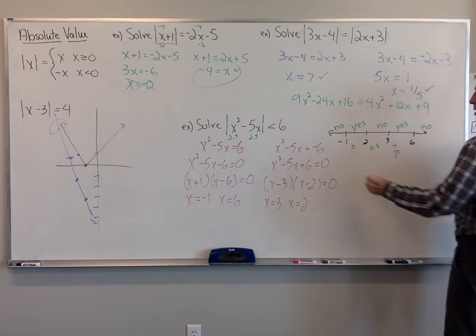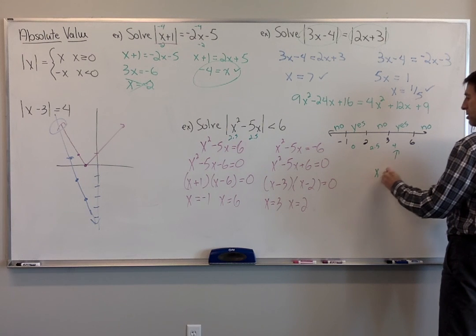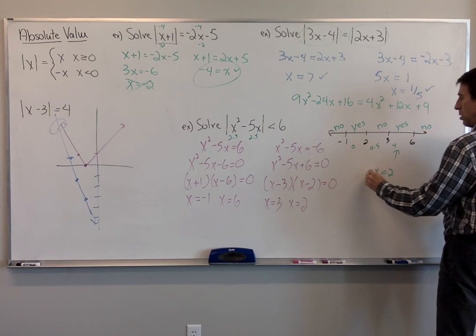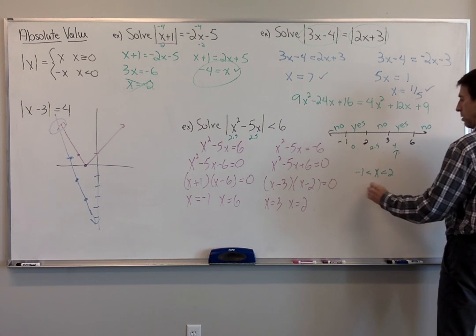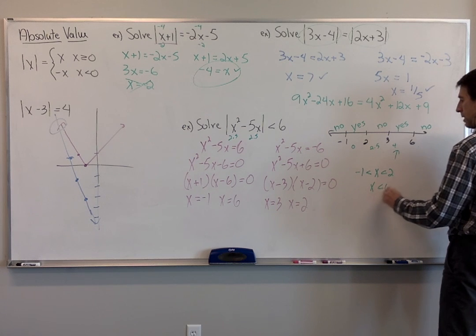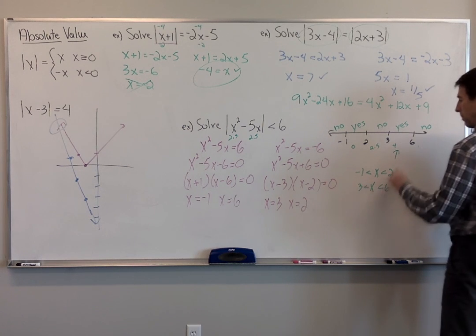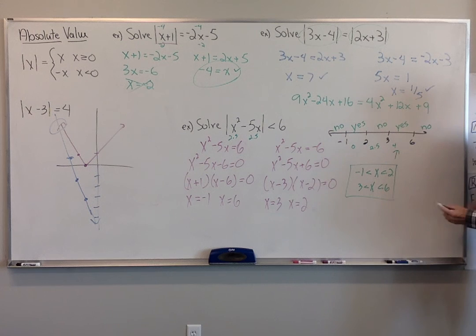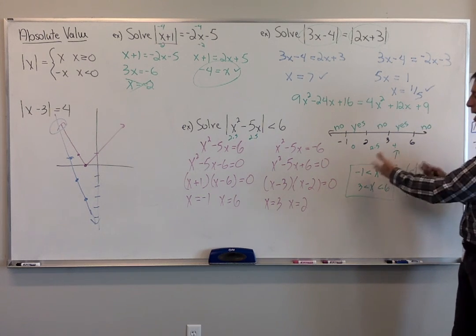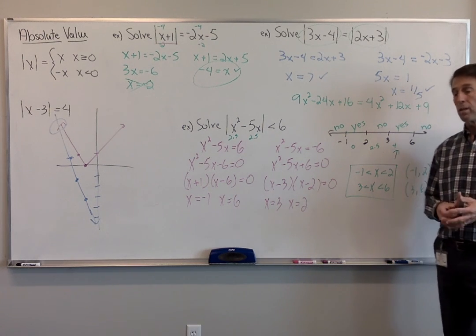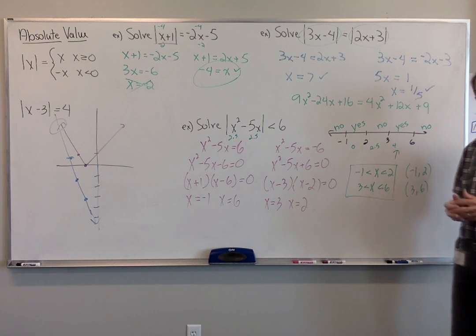So what we have here is x has to be less than 2 and greater than negative 1, or x is less than 6 and greater than 3. Now, of course, if you want to use interval notation, there's no issue with that. But these are my x values. And you can spot check them if you need to, but you really don't need to, because you found out where they're equal as long as you're comfortable with that.